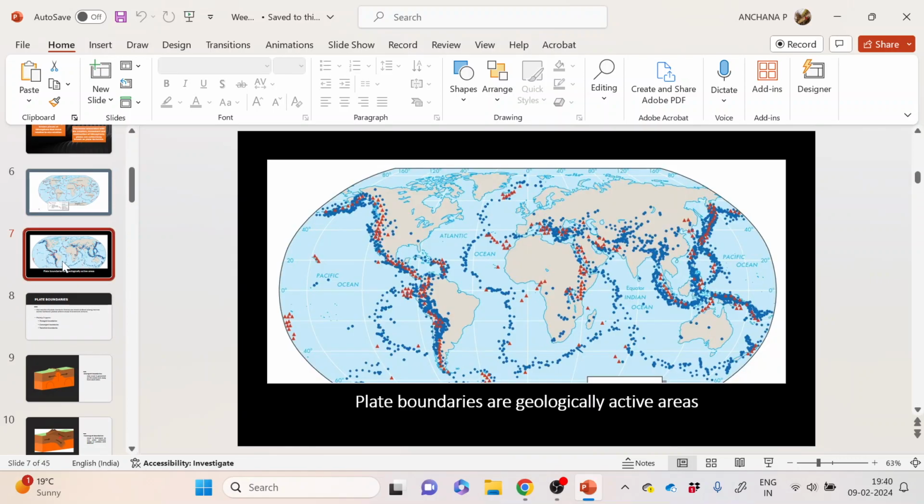This map also, I think I had not mentioned it, but I had shown it in the last session. Wherever you are seeing a subduction zone, you have earthquakes and volcanoes present. Basically, the plate boundaries are active regions where you find earthquakes and volcanoes, and as a result volcanic eruptions.